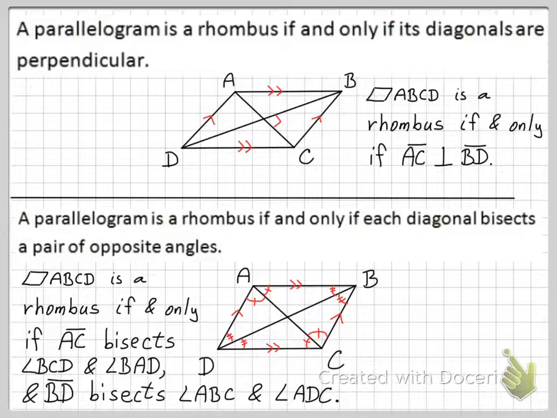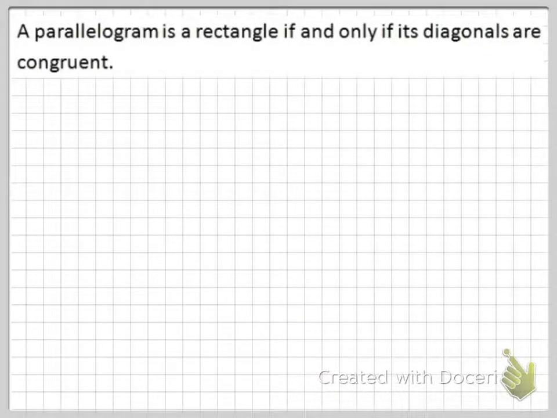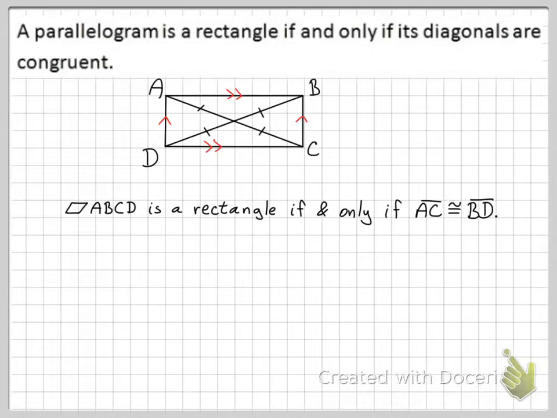And then lastly, we have a parallelogram is a rectangle if and only if its diagonals are congruent. So in this case, parallelogram ABCD is a rectangle if and only if line segment AC is congruent with line segment BD. In other words, if the diagonals are congruent.